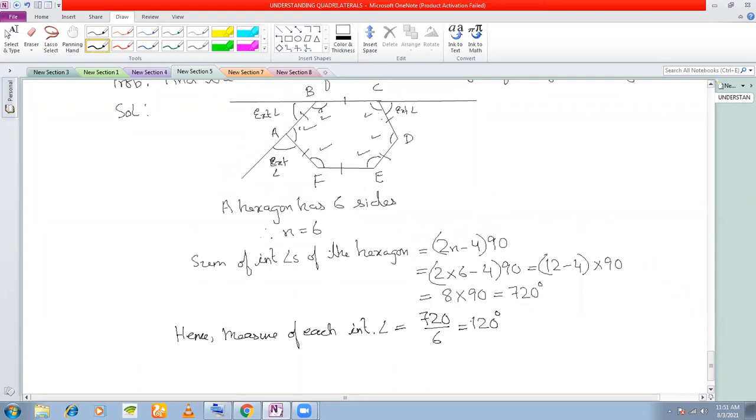That's it. That was the question. Find the sum of all the interior angles. Find each interior angle. So each interior angle of a regular hexagon will have 120 degrees. All these angles will be 120. Okay. Now we come to the next definition.